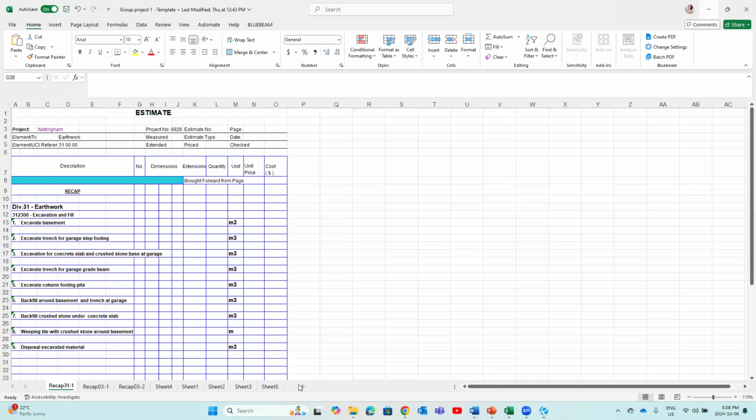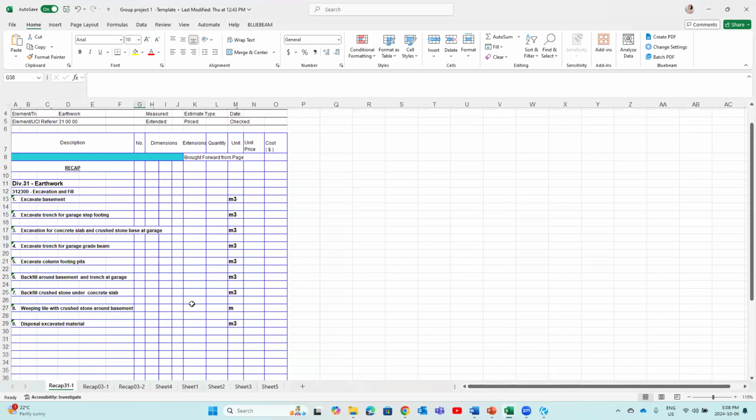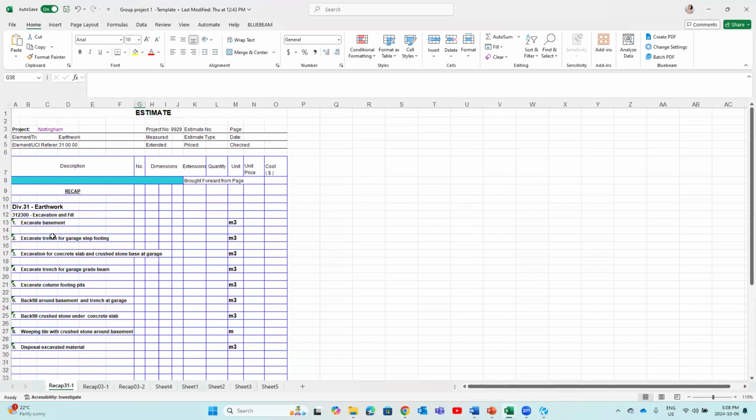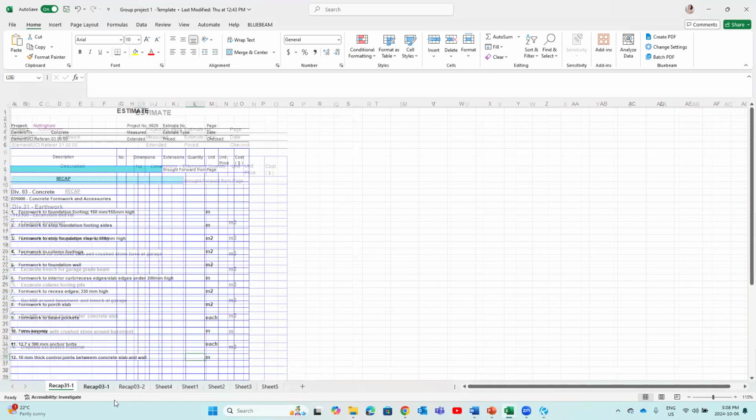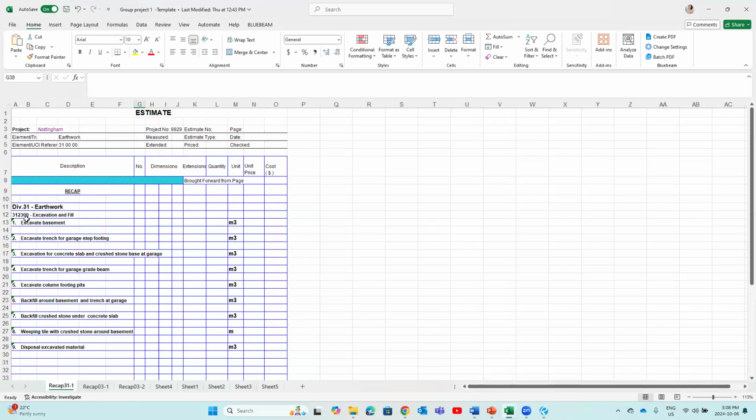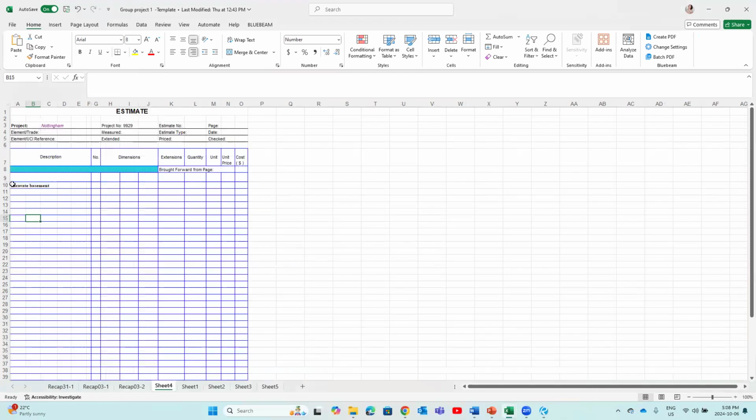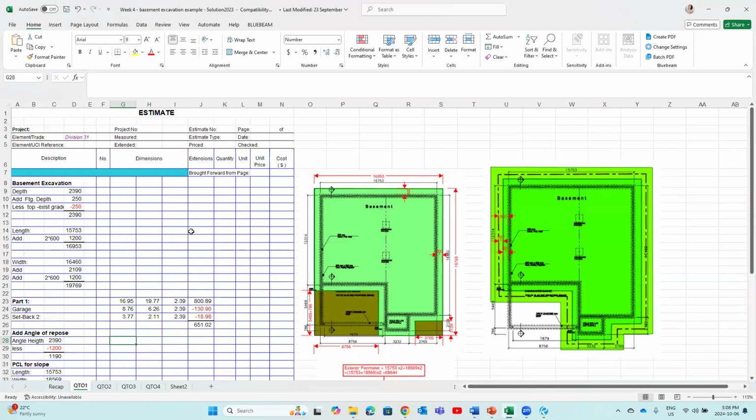So I gave you a template. This is my template. I gave you the recap, right? You can use this recap and this template to do the calculation. You see, basement excavation, I'm going to calculate my first item. I copy this, I go to my standard worksheets, I paste this, basement excavation, and I can start to lay out my calculation. How you lay out your calculation, you use this example I give to you.